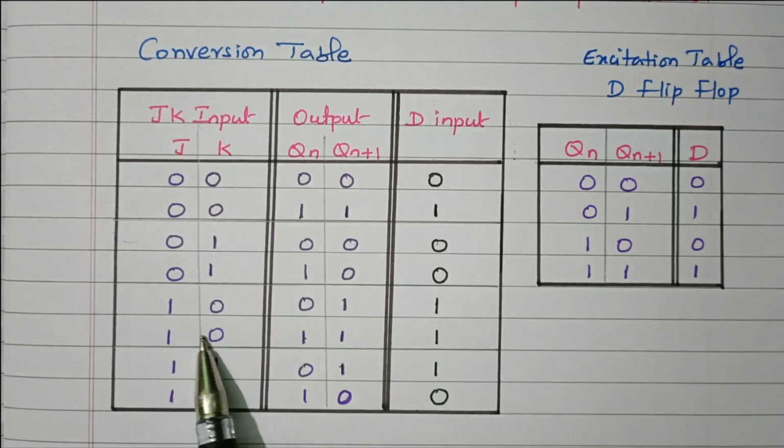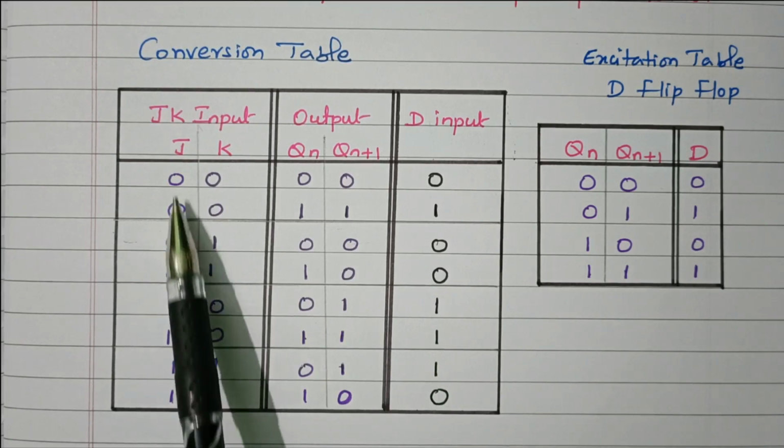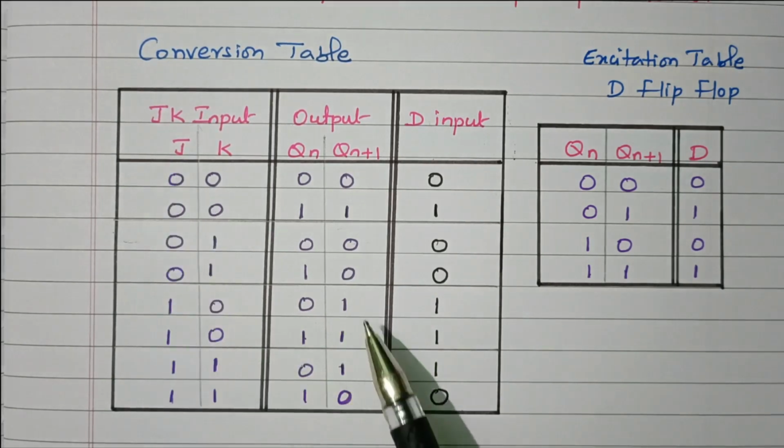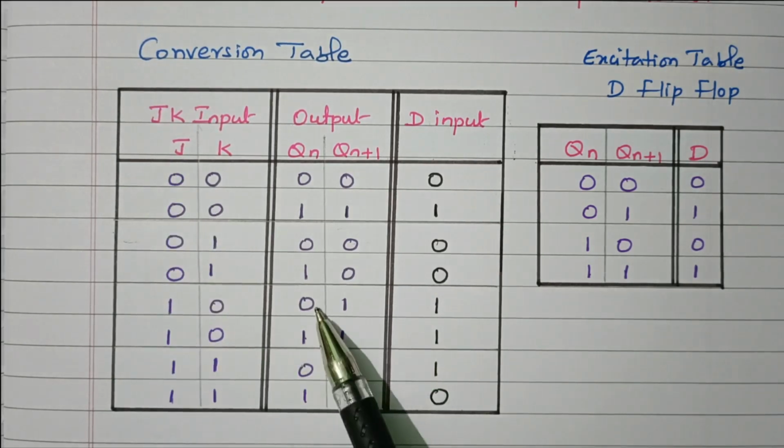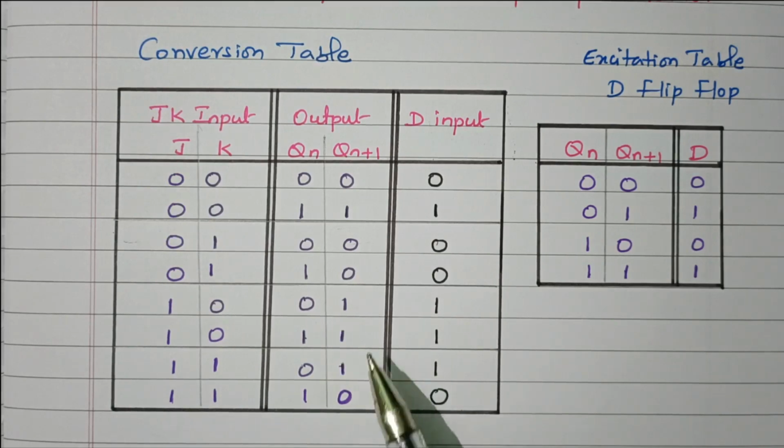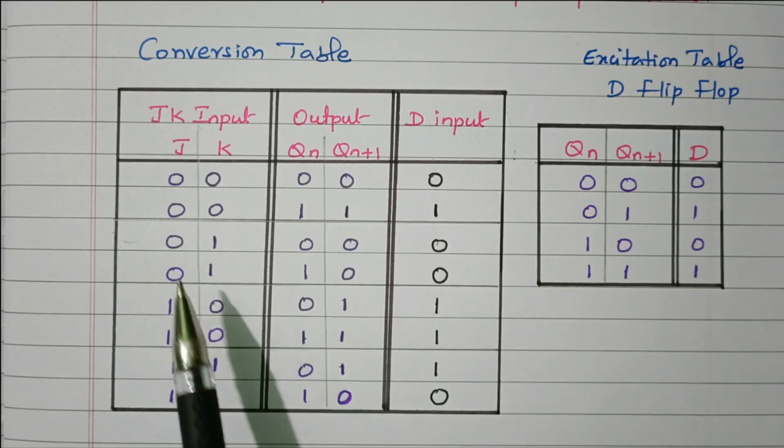1, 0 means J input is 1, set. It will set the output as 1. Whatever the present state may be, it will set the output as 1. If J is 1 and K is 1, toggle. Present state 0 means next state 1. Present state 1 means next state 0. So this is the nature of the JK flip-flop.